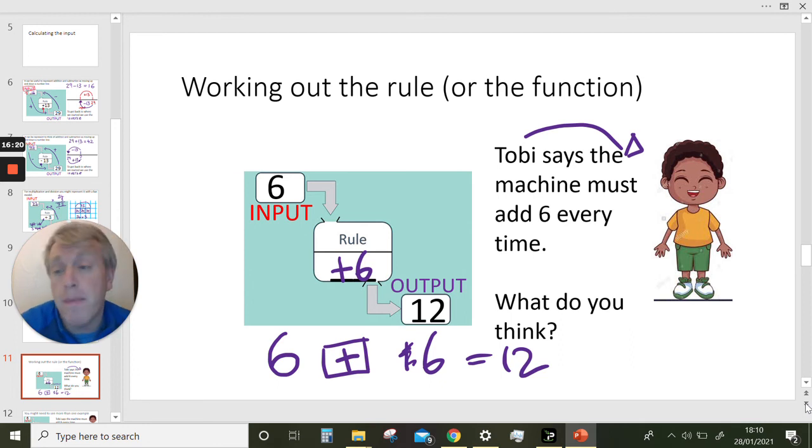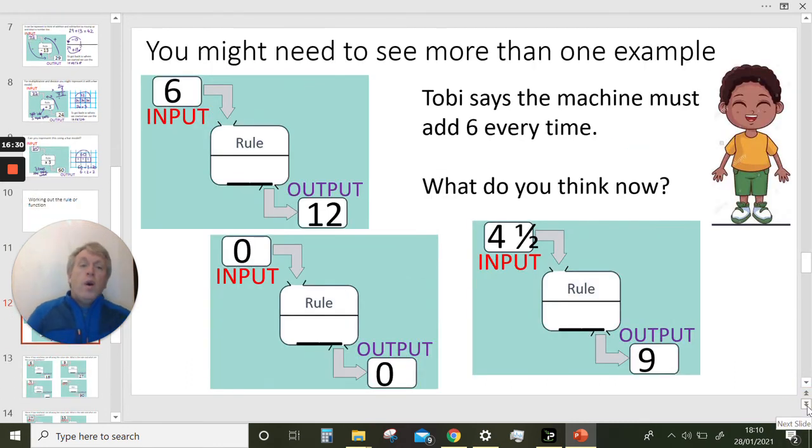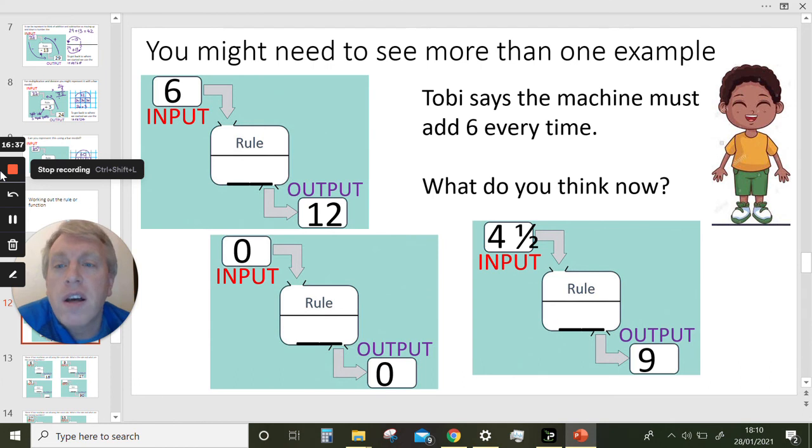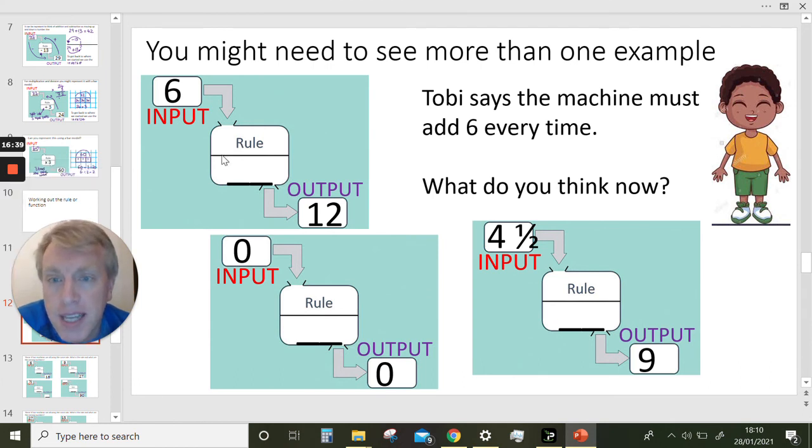Do you agree with him? Must it be 6 add 6 is 12? What do you think? Well, not really. You've got to slow down, Toby. Think carefully. You might need to see more than one example. Look, here the input is 6. The rule could be add 6, but is it going to work? Because the machine has now given us 2 more examples, and it's the same machine with the same rule.